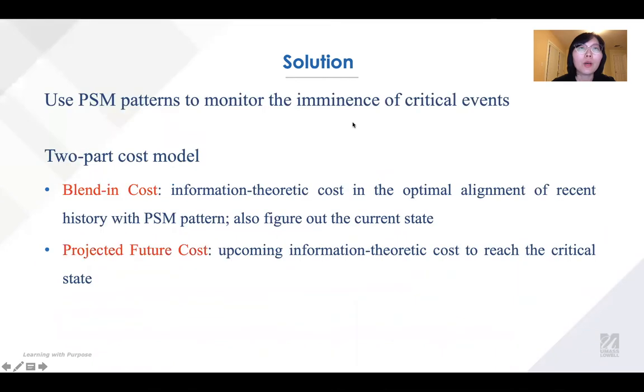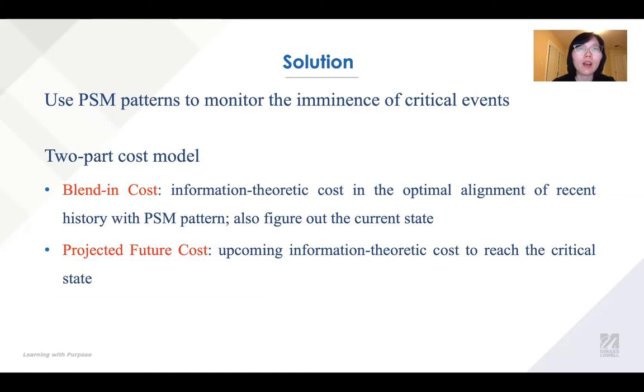In order to monitor a substream, we first need to figure out what state we are in within the probabilistic state motion pattern. This is not exactly trivial. Since data streams can be noisy or dynamic, we need to monitor and foresee how imminent the critical event is. Therefore, we create a two-part cost model for it.